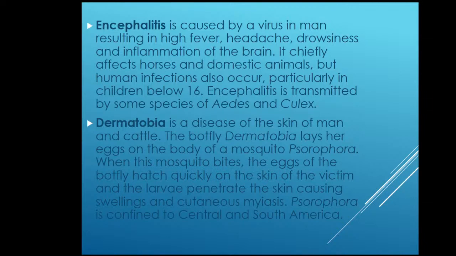Dermatobia, the bot fly. This fly lays its eggs on the body of mosquitoes. When the mosquito bites a person, the eggs of this bot fly hatch very quickly, and the larvae of this fly penetrate the human skin and cause swelling, inflammation, and pain. This is cutaneous myiasis. So this fly uses some species of mosquitoes as a vector for larvae and eggs.